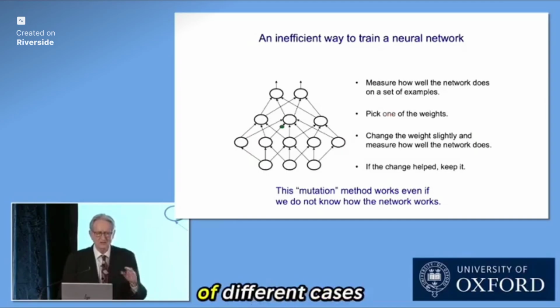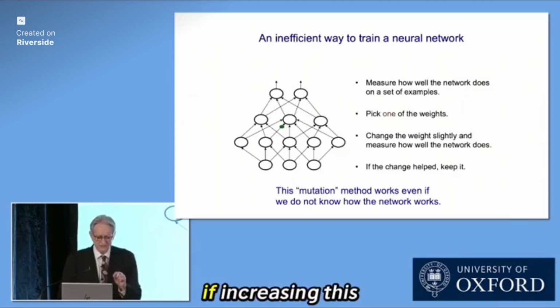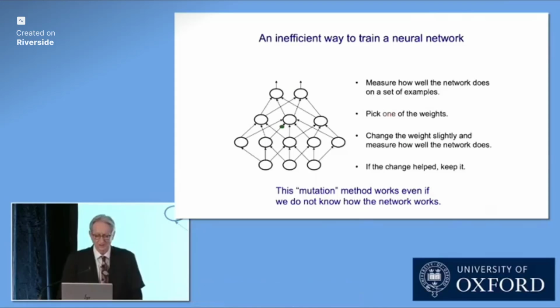You have to try it on a whole bunch of different cases to really evaluate whether it works better. And you do all that work just to see if increasing this weight by a little bit or decreasing it by a little bit improves things. If increasing it makes it worse, you decrease it, and vice versa. That's the mutation method. And that's sort of how evolution works.